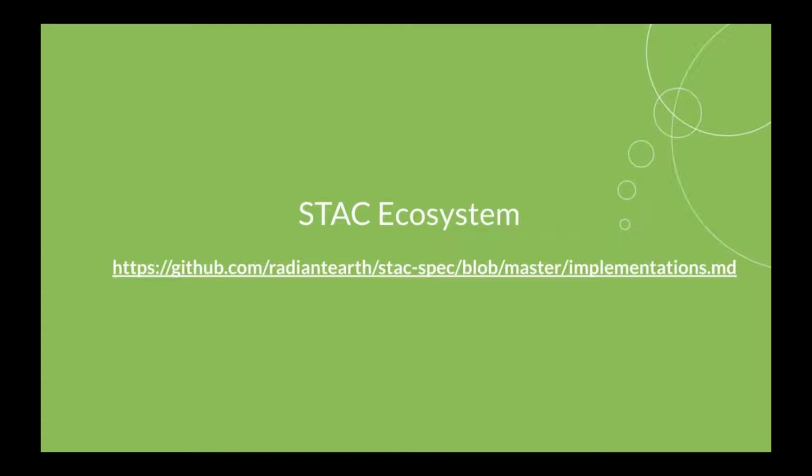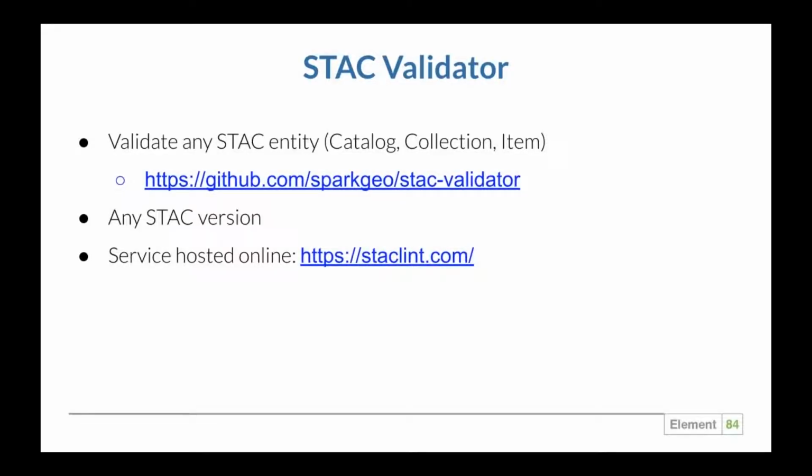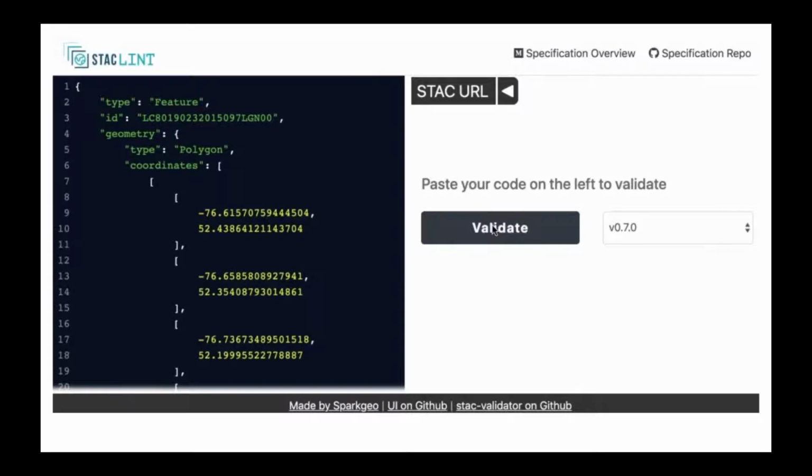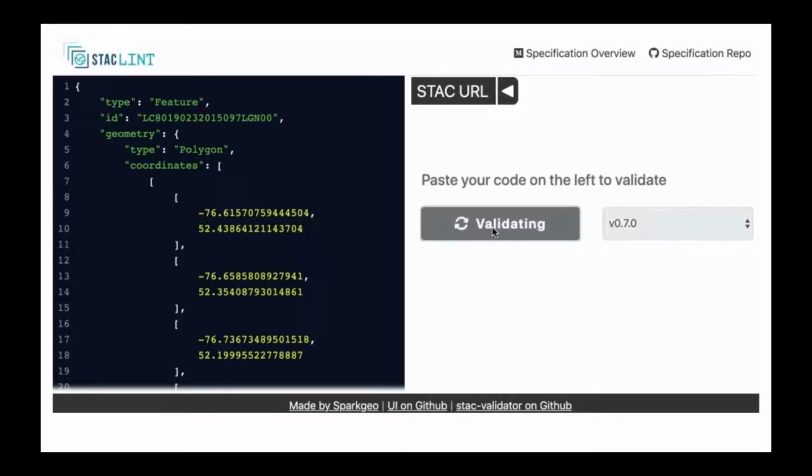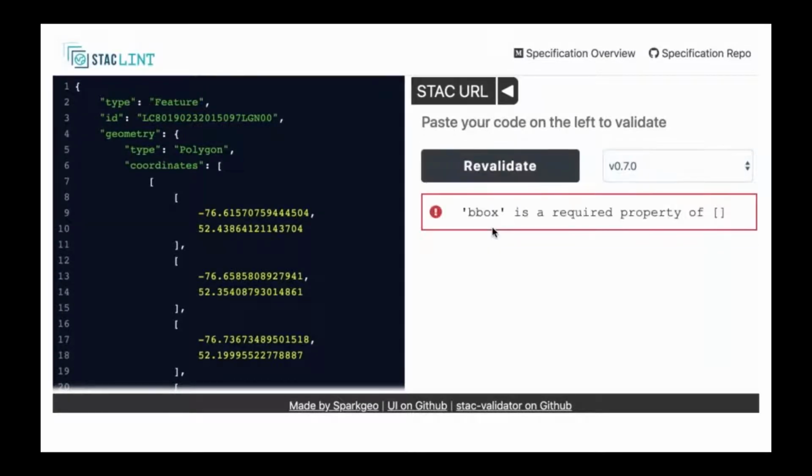Okay, I'm going to quickly go through the software that has been created by a variety of people. So first off, if you have a spec, it's really useful to have a validator. This is the most boring thing to create, but luckily our friends at Spark Geo have put a lot of time into making an online linter and a Python validator, so you can go and validate your STAC, and it will crawl the STAC catalog and validate all of it. And so that's quite useful.